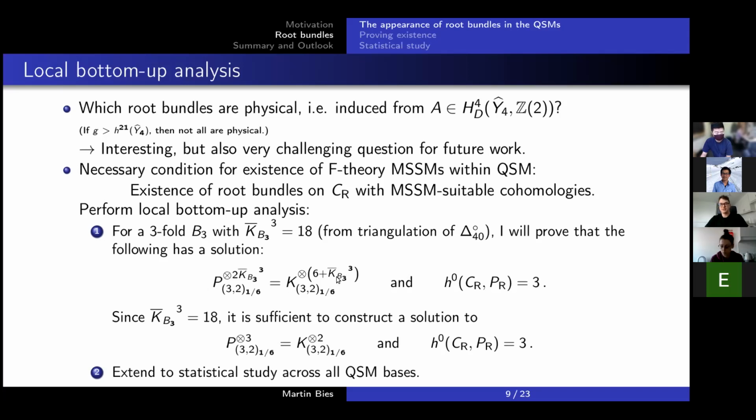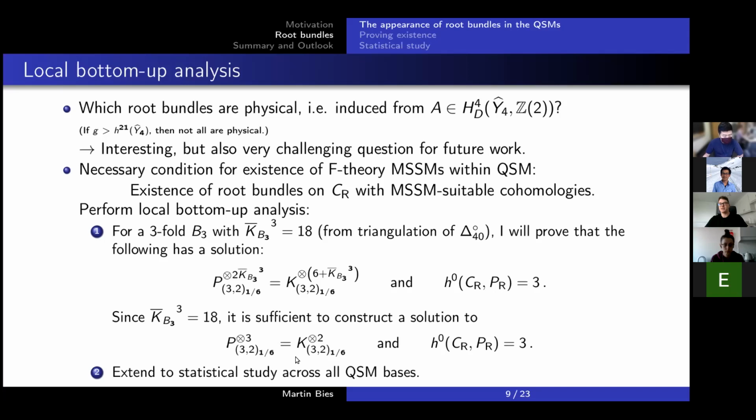So the first thing that I will do is illustrate that that actually has a solution mathematically. And I will at this point even simplify my task by looking at the space with k bar cubed equals 18, where this task simplifies because then it's sufficient to actually solve this root bundle constraint here.